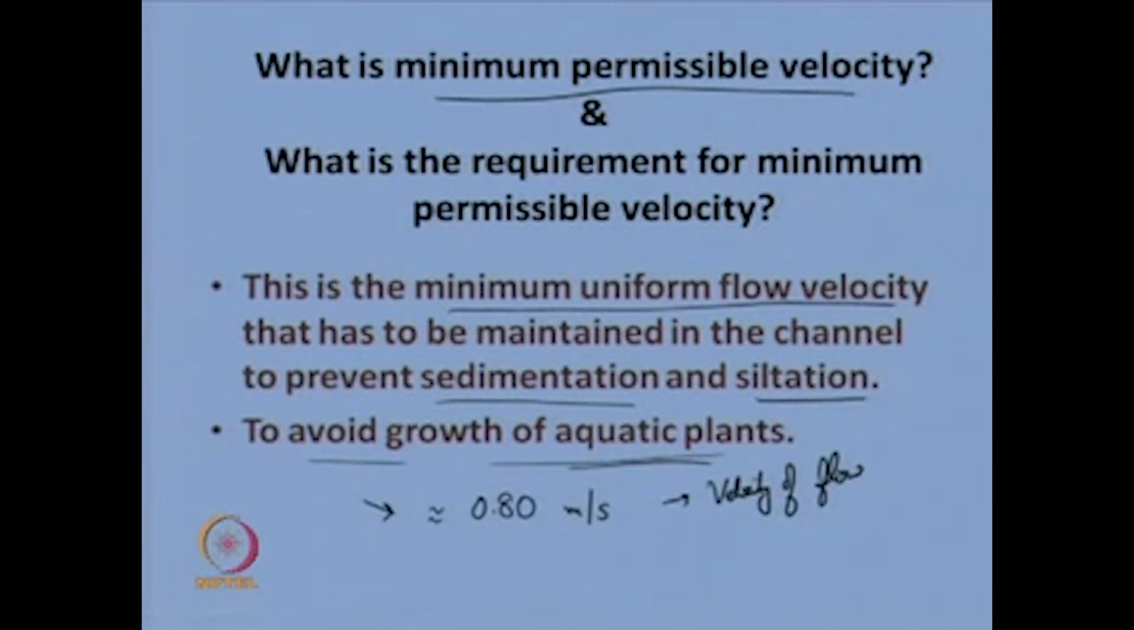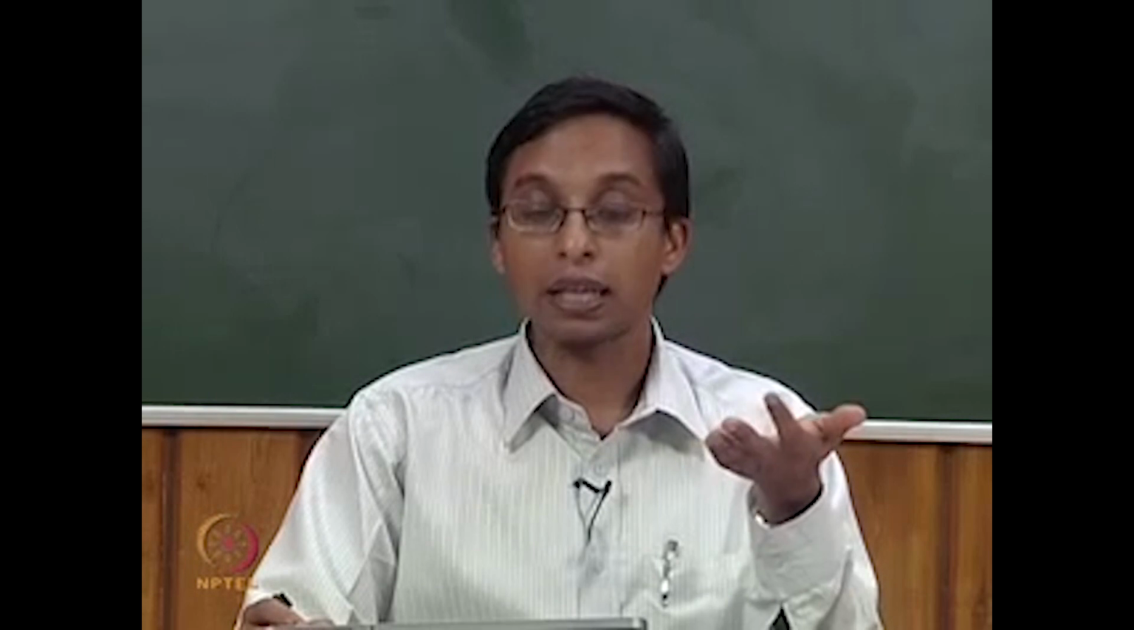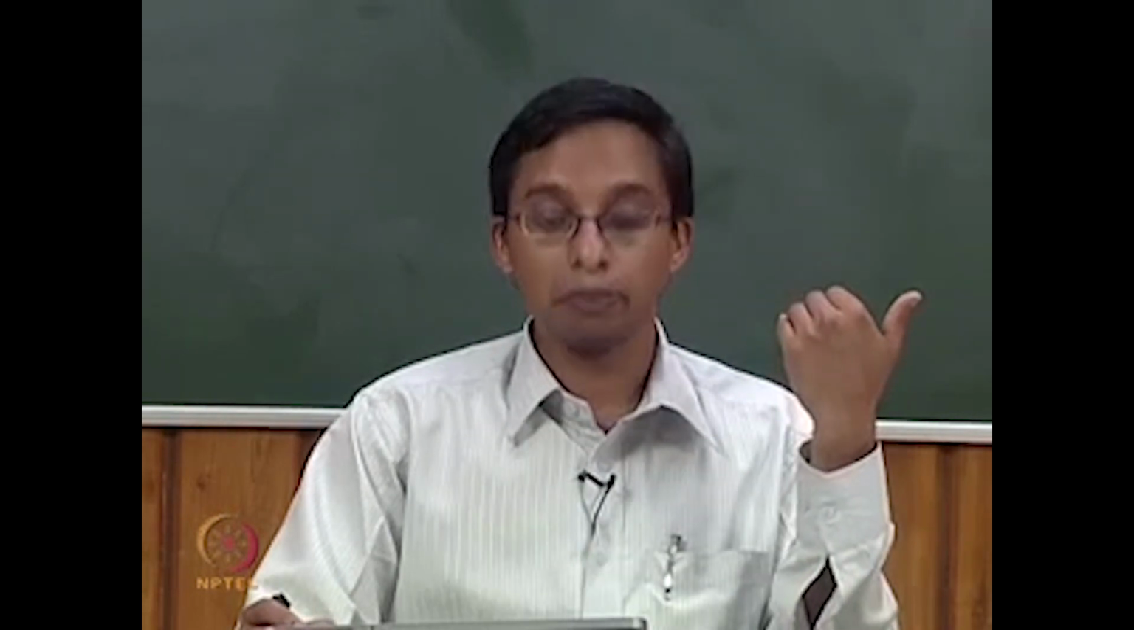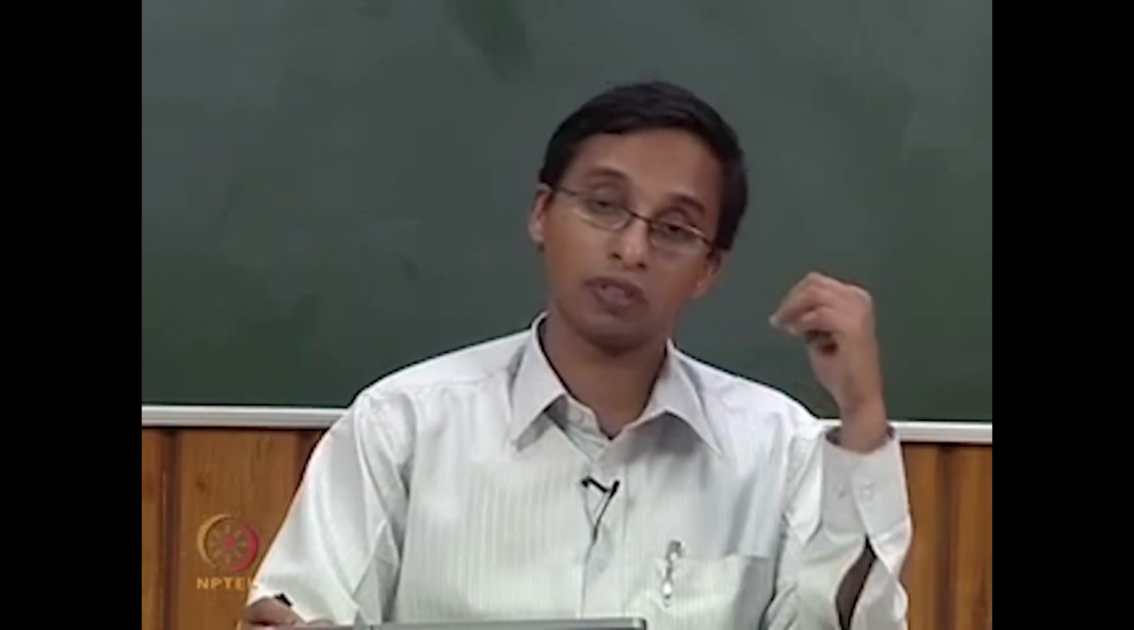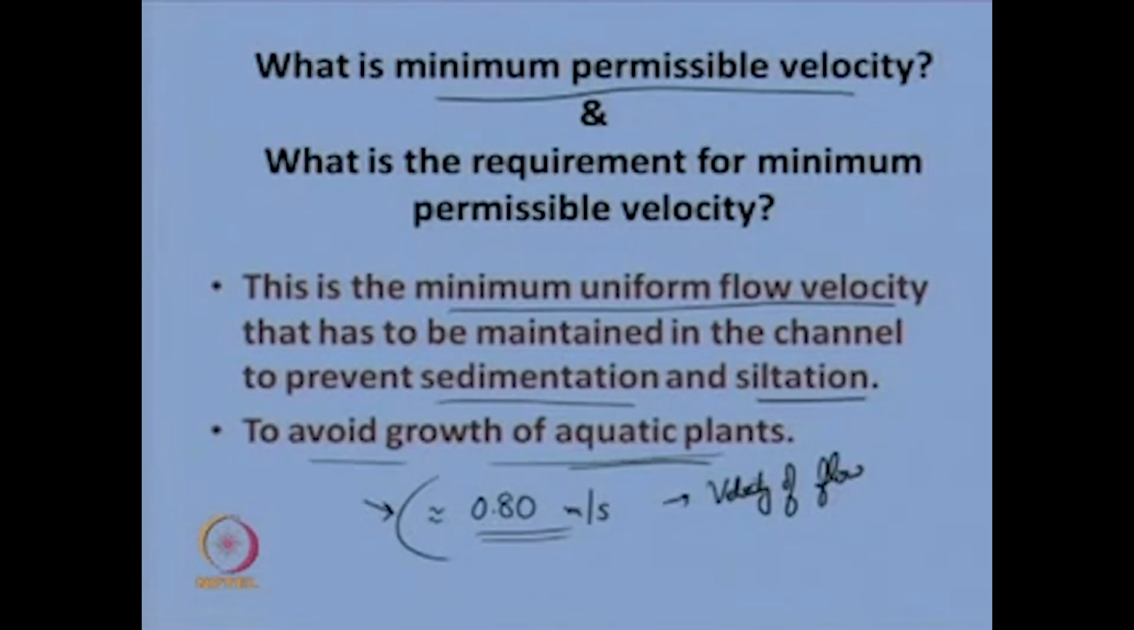If you keep the velocity of flow not less than 0.8 meter per second, most of the aquatic plants that are present will not be allowed to grow. It will avoid the growth of most of the aquatic plants at least around this velocity. So, you have to keep the velocity we design to be greater than or equal to 0.8 meter per second.